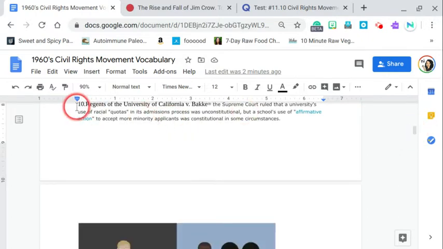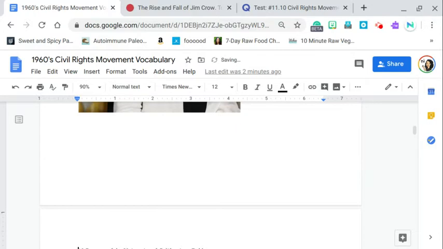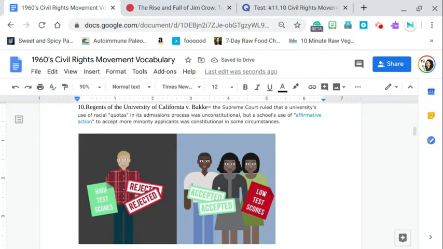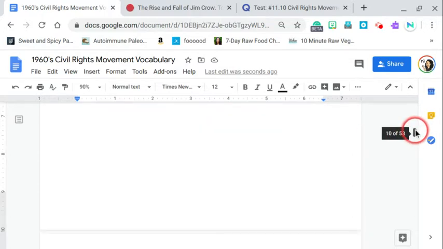Okay, another important case related to the civil rights movement was the Regents of the University of California versus Bakke. This is later on, and basically what it says is that you cannot use affirmative action. Let me explain affirmative action before I explain this term. Do I have affirmative action?